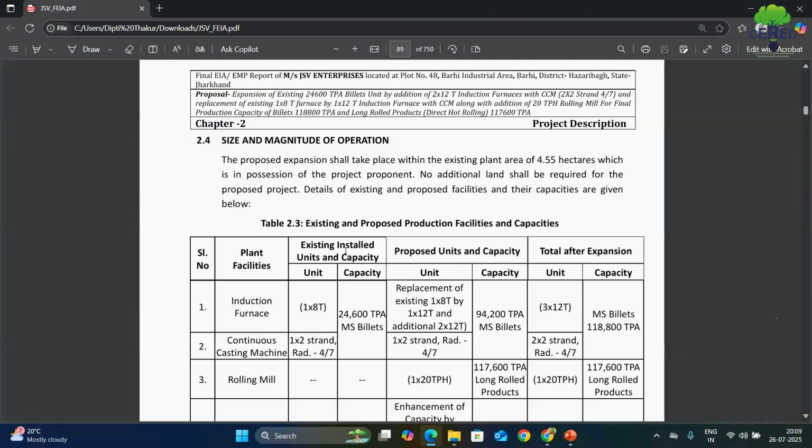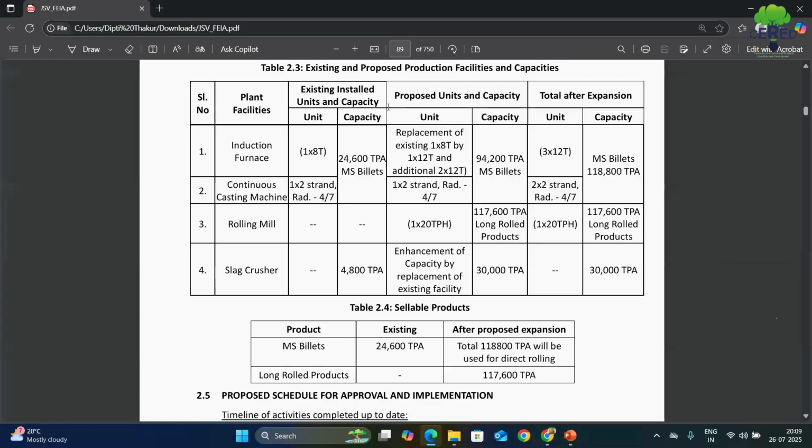And then we come to the size and magnitude of operation. So the proposed expansion shall take place within the 4.55 hectare. This expansion project is placed within the existing plant. No extra lease or extra land is taken for the expansion of the project. This is the proposed project facilities and capabilities.